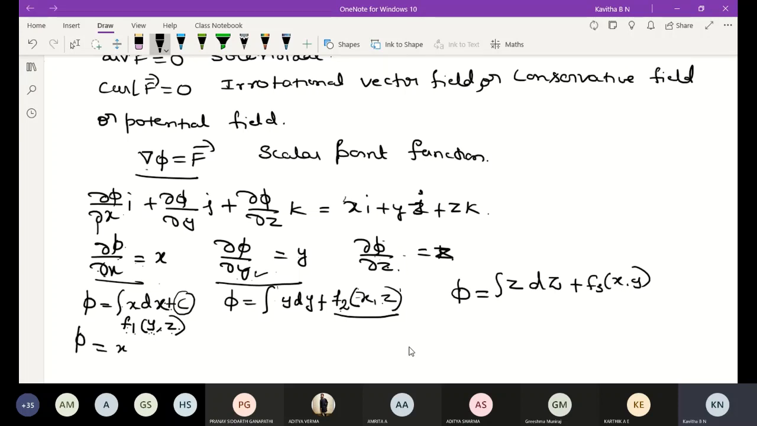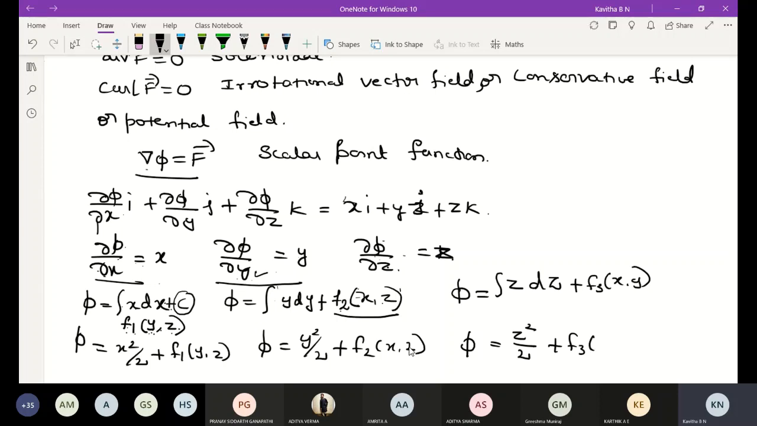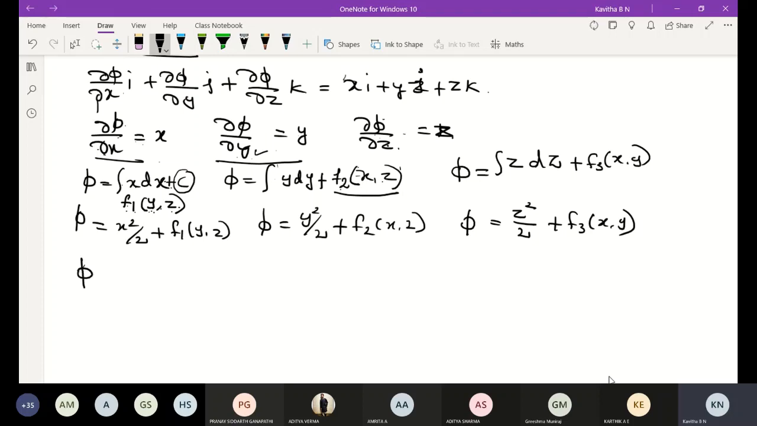Then phi is equal to x square by 2 plus f1 of y comma z. Then phi is equal to y square by 2 plus f2 of x comma z. Then phi is equal to z square by 2 plus f3 of x comma y. Okay, this is a very important concept. You have to remember here. We are getting three equations: equation 1, equation 2, equation 3. These three equations we have to convert to only one equation.